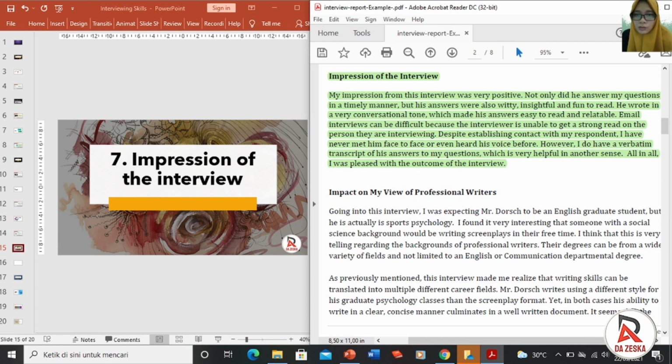Email interviews can be difficult because the interviewer is unable to get a strong read on the person they are interviewing. Despite establishing contact with my respondent, I have never met him face to face or even heard his voice before. However, I do have a verbatim transcript of his answers to my questions, which is very helpful in another sense. All in all, I was pleased with the outcome of the interview.